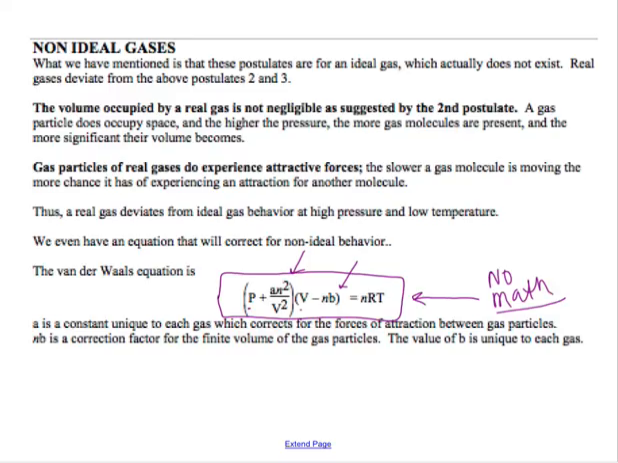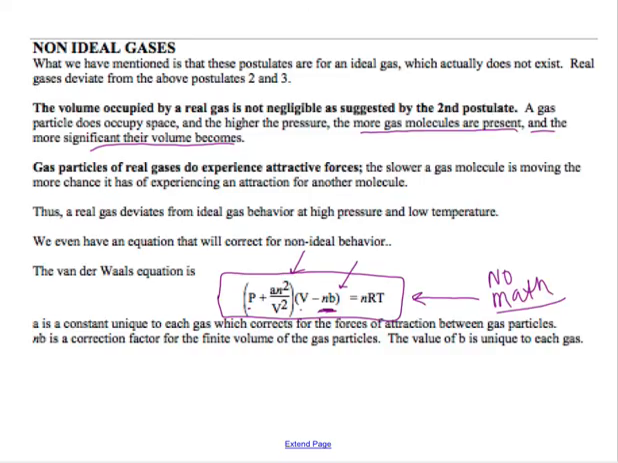The first one has to do with the volume. When you have a non-ideal gas, the volume is actually going to count. The volume can't be negligible. Here it says a gas particle does occupy space, and the higher the pressure, the more gas molecules are present, and the more significant their volume becomes. So in real gases, the volumes are more significant than they should be. So what do we want to do mathematically to get those volumes back to an ideal condition? We want to make those smaller, right? We want to subtract. And that's why this volume term is subtracted.